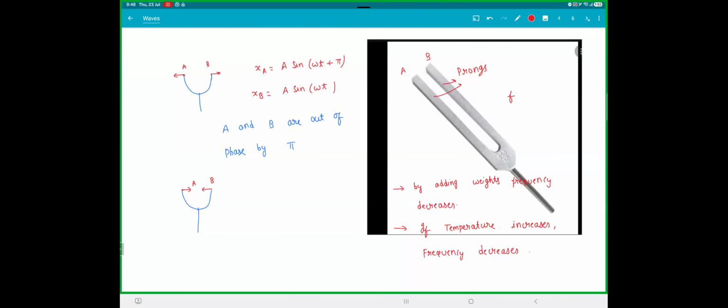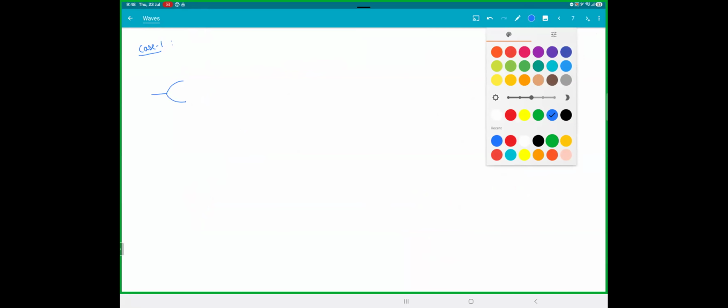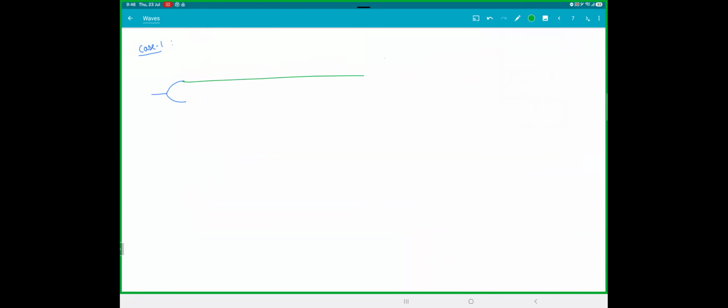Clear with this? And how do you generate waves using a tuning fork? Case one, let's say you keep a tuning fork like this, horizontally, and you connect a string. So initially this point is here. This is t is equal to 0. The time period T is 1 by f. This is the time taken for one oscillation.